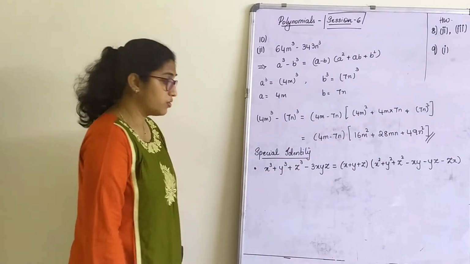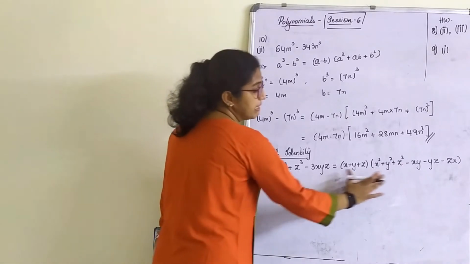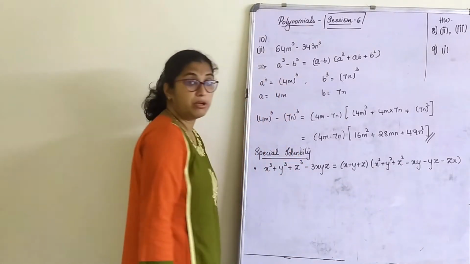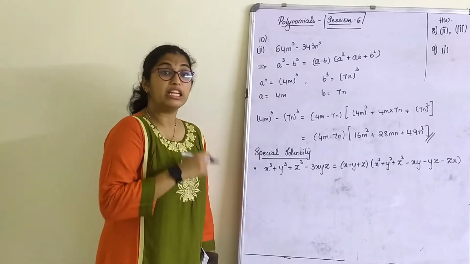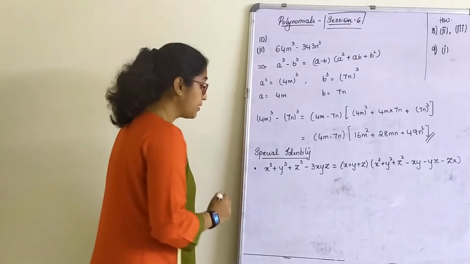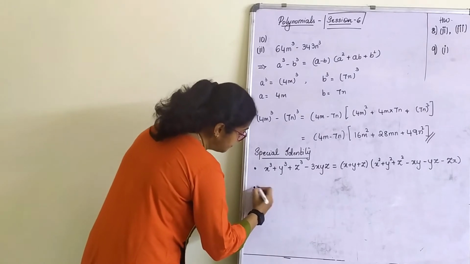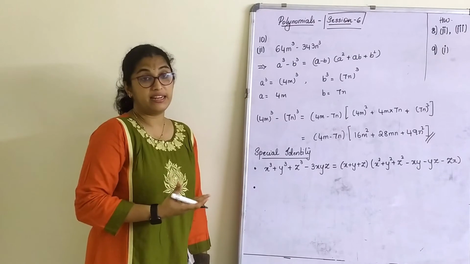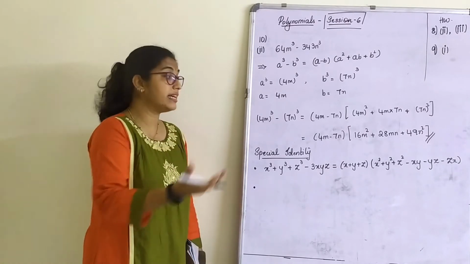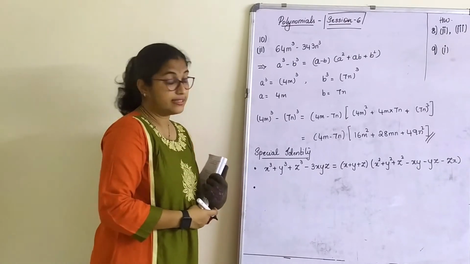Right? If a given question is in the form x cube plus y cube plus z cube minus 3xyz, directly we have to substitute into this formula, because this is an identity. That's why for a special identity, we only have one or two sums. There's one more special identity. It's like a condition. These are conditional identities, meaning a given condition is there, and we apply this identity there.